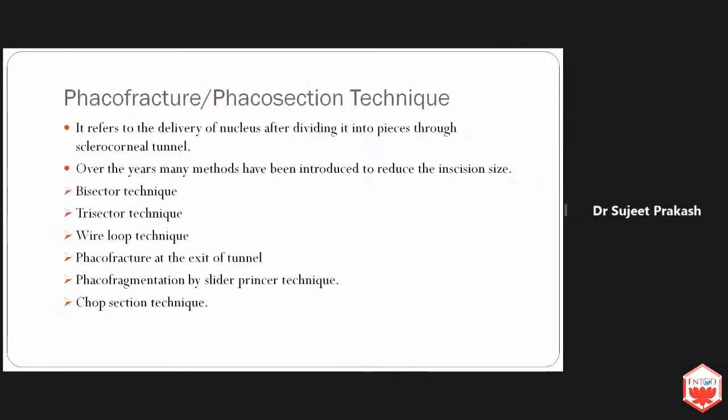And coming to the phaco fracture and phaco section technique. The phaco fracture technique refers to the delivery of the nucleus after dividing it into pieces through the sclerocorneal tunnel. Over the years, many methods have been introduced to reduce the incision size. A few of them are the bisector technique, trisector technique, wire loop technique, phaco fracture at the exit of the tunnel, phaco fragmentation by the slide pincer technique, or the chop section technique.